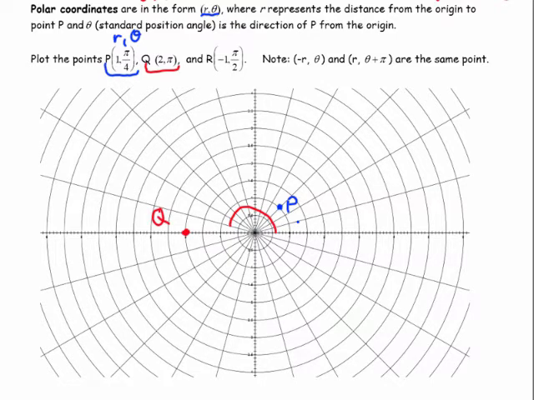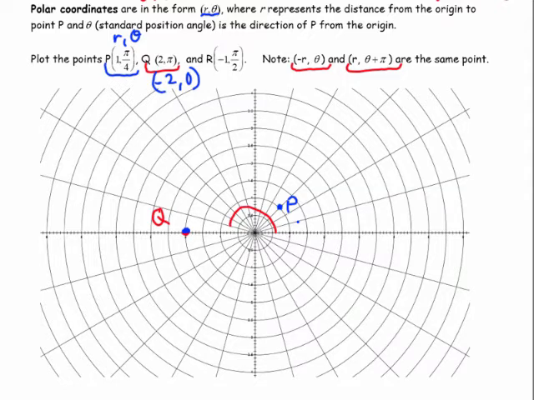Now, just while we're on this question, notice that we can talk about a negative radius. (Negative r, theta) is equivalent to (r, theta plus pi). So in the case of this, we could label Q with a negative radius if we wanted to, and an angle of 0.